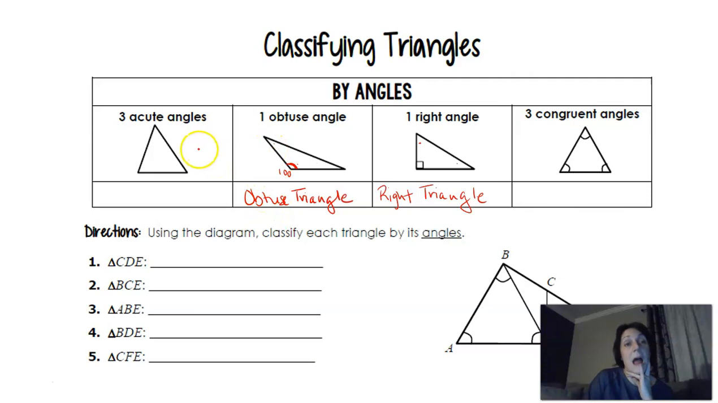Acute, though, if they're all acute, if they're all less than 90, we call it an acute triangle. So those are your three basic ones. Either all the angles are little, in which case we call it acute, or one of them is big, obtuse, or one of them is right. And what's a right triangle? This guy down here is still acute, but he's special.